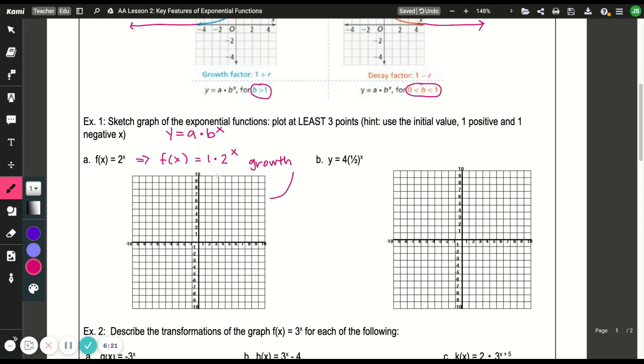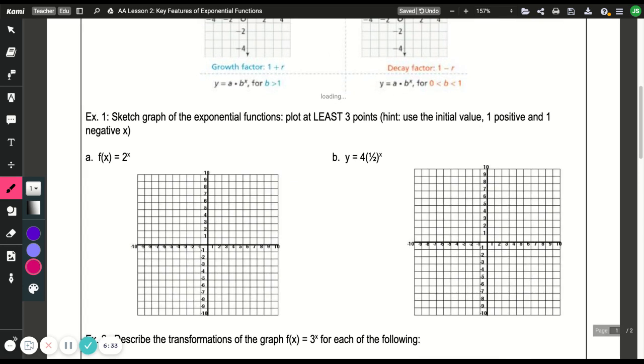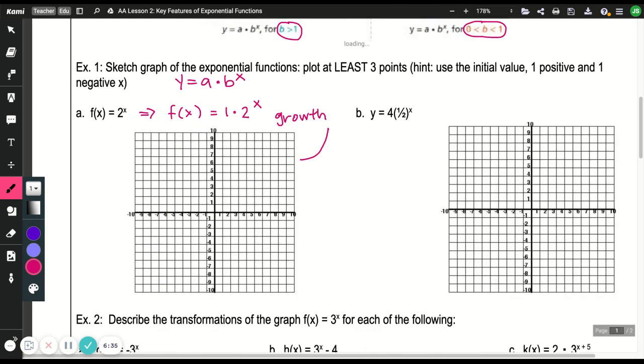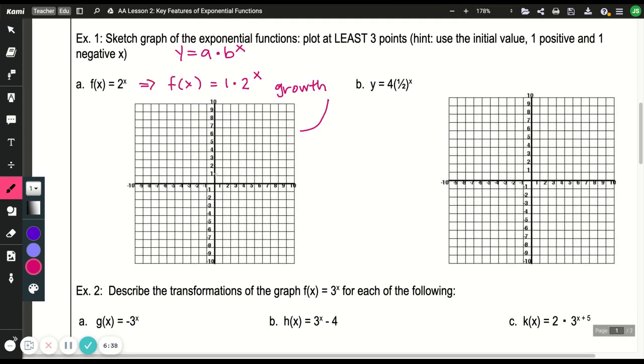So we're going to graph a couple of points, and there's one more thing I want to point out to you. 1 is the initial value. That means when x is 0, right here at the y-axis, we're going to put our first point at 1. I'm going to zoom this in a little bit. We're going to put our first point on 1, and that comes from this starting value right here.